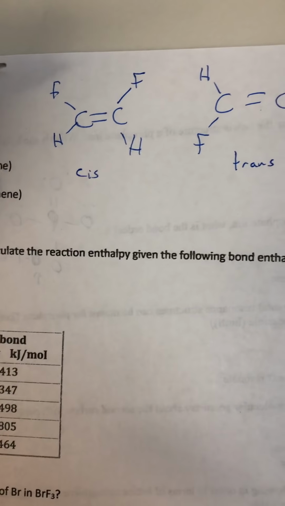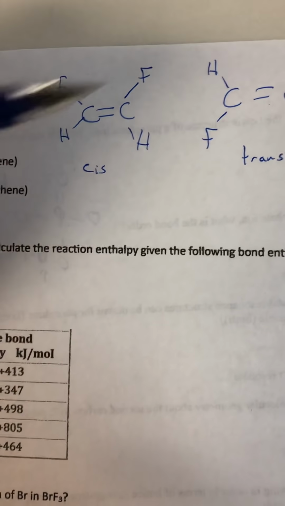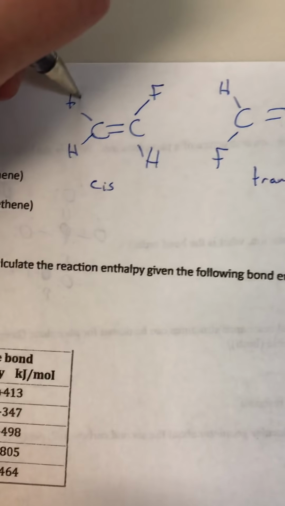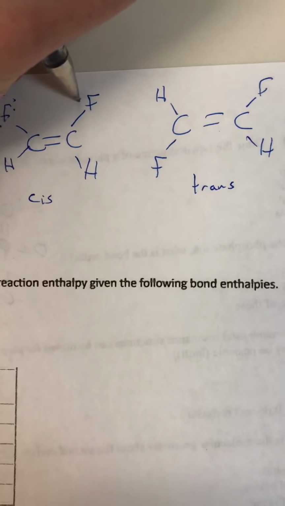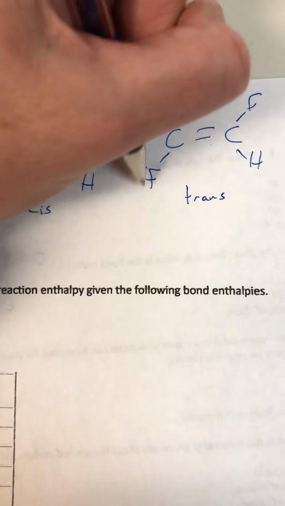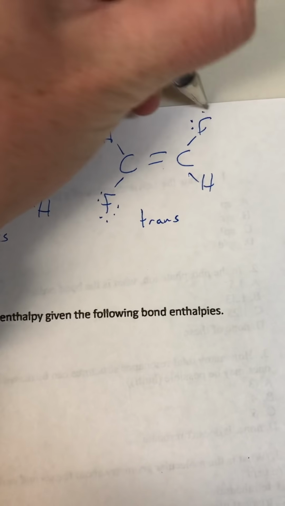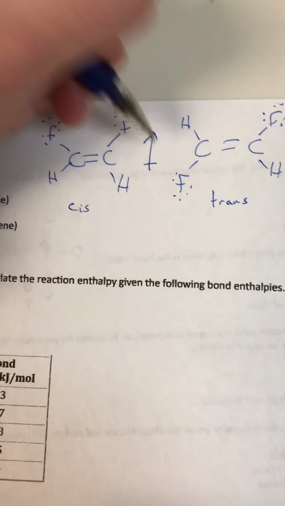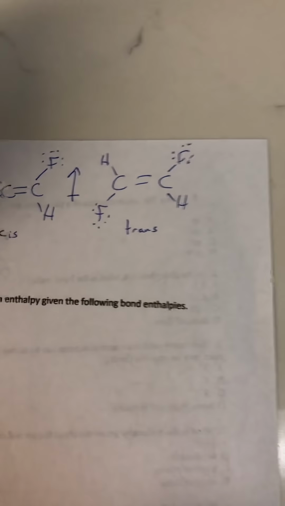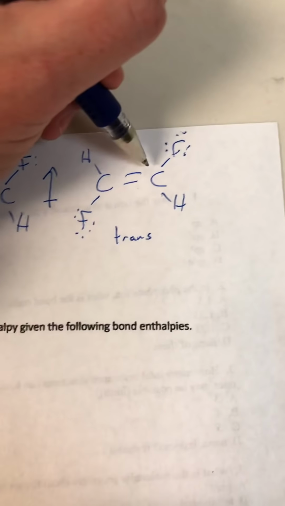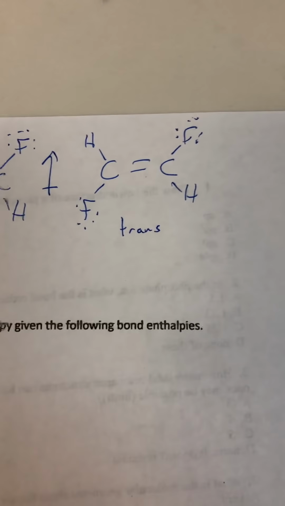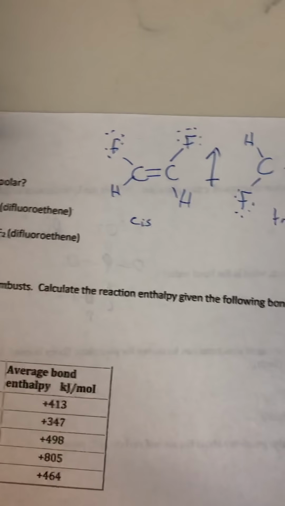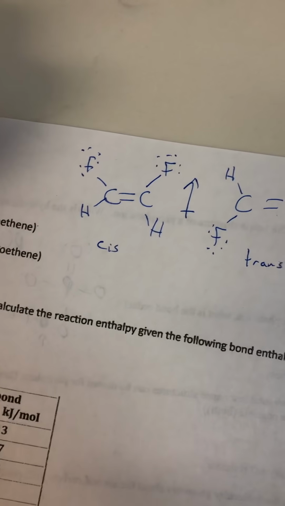Now if you picture these little fluorines as people pulling ropes, like in a game of tug of war, and you ask which one's going to win, the one that's going to win is this one right here. It has an overall dipole headed this way. And over here you have one going up and one going down. They're going to cancel each other out. So the one that's polar is definitely going to be the cis. This one is not polar.